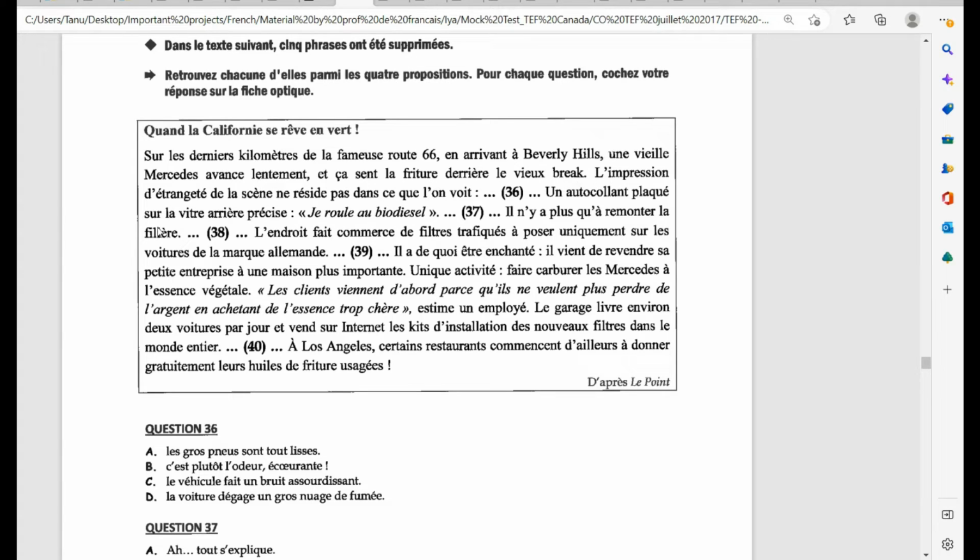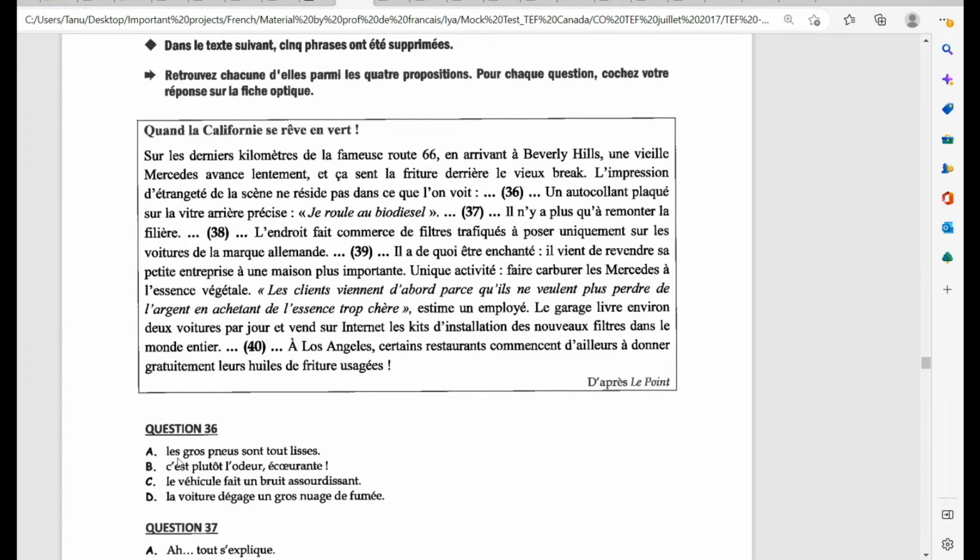L'impression, l'étrangeté de la scène ne réside pas dans ce qu'on en voit. So the strange impression of the scene does not reside in what we see. So basically the car looks maybe fine. It doesn't look like something has happened to the car visibly, but the smell and the strange impression is very weird. So let's look at the options.